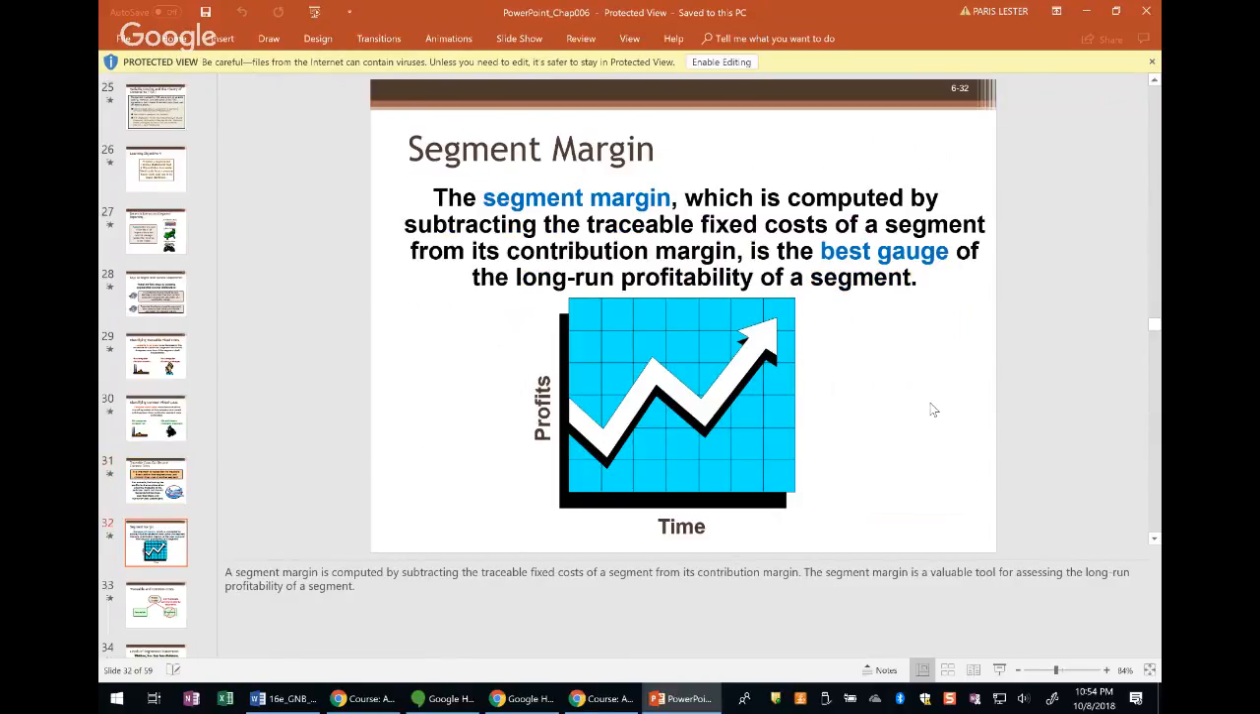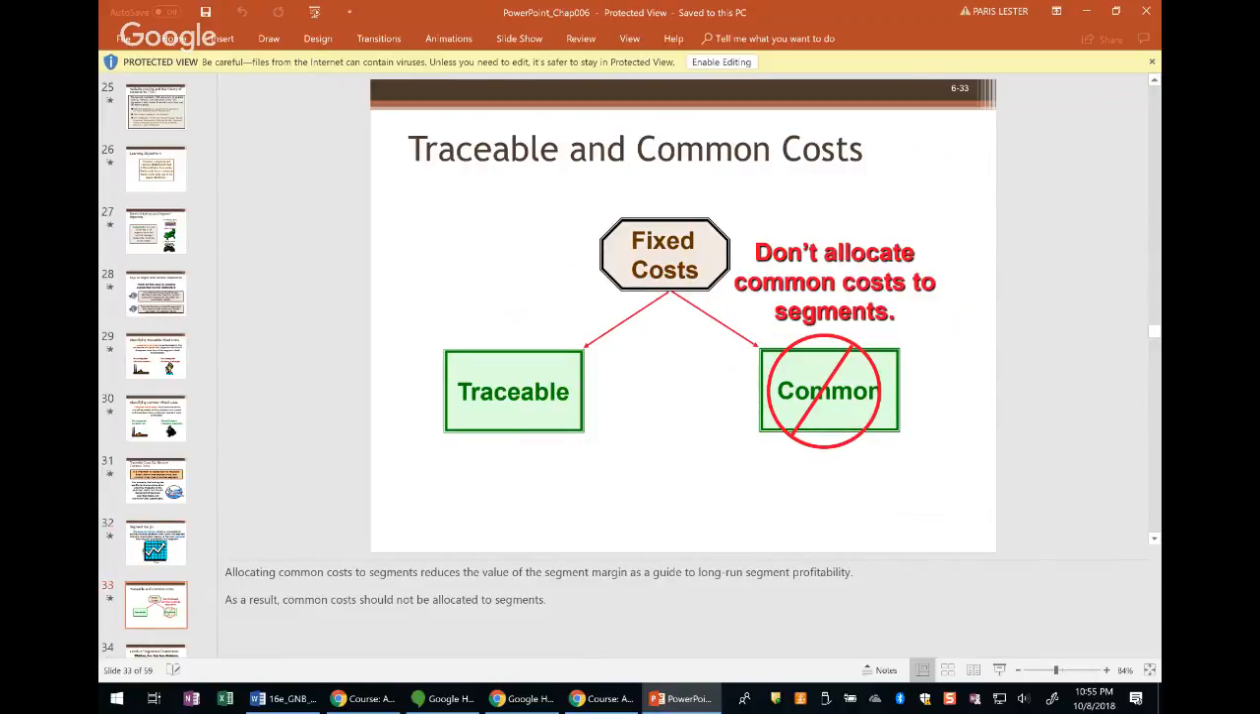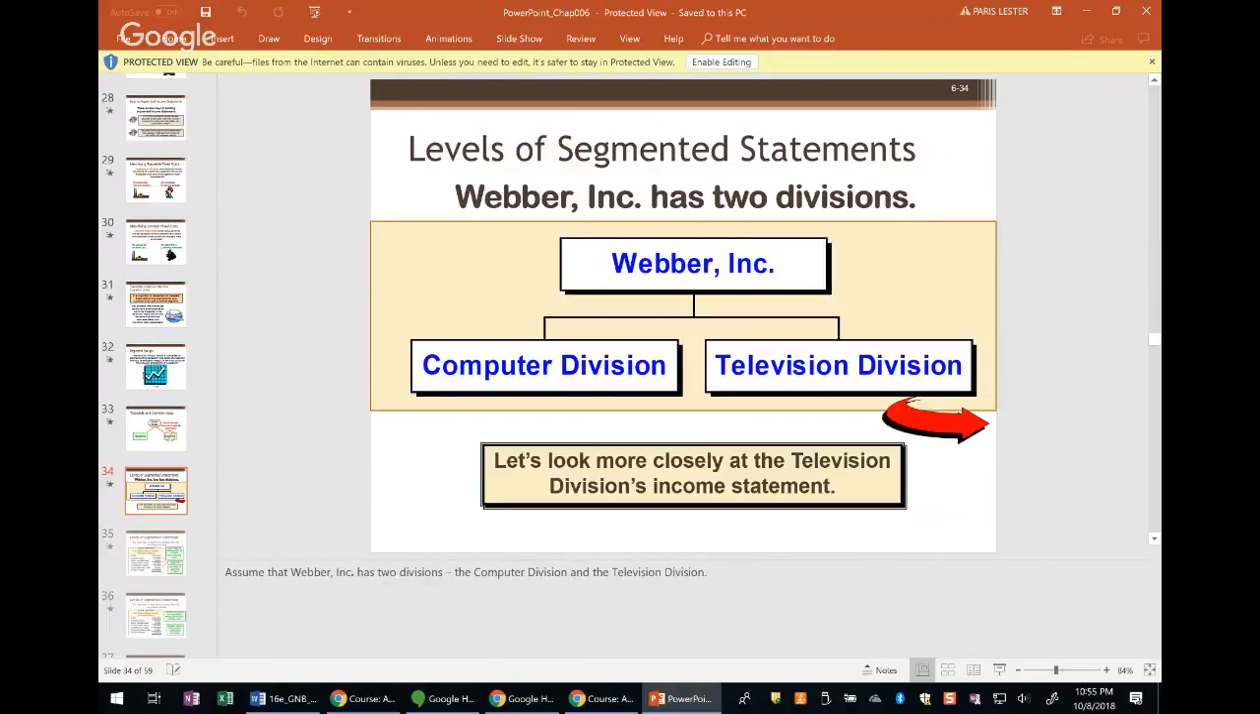All right, a segment margin, which is computed by subtracting the traceable fixed costs of a segment from its contribution margin, is the best gauge of the long-run profitability of a segment. Traceable and common fixed costs: they could be traced, or they're common to all of them. All right.